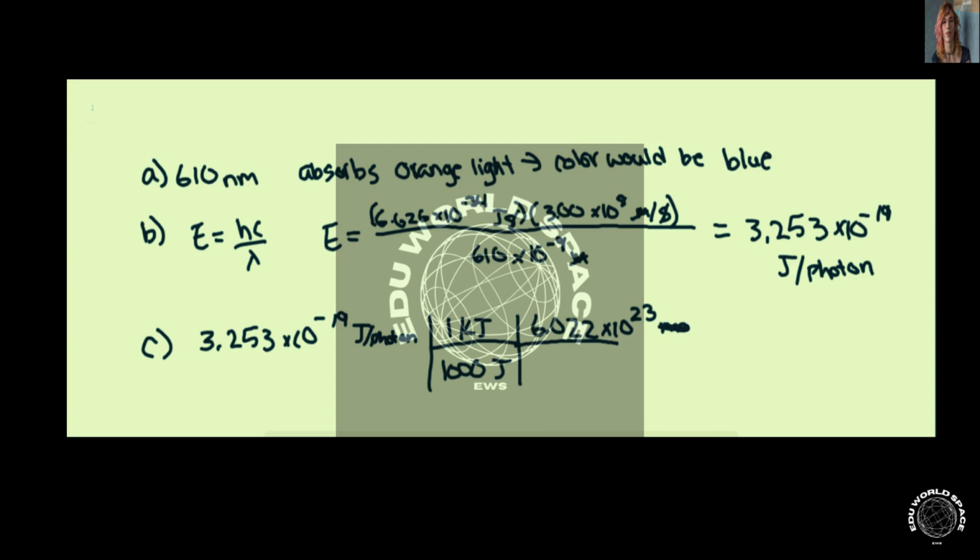Photons per mole, sorry. And then we do that math, and we will get our value of 195.9 kilojoules per mole.